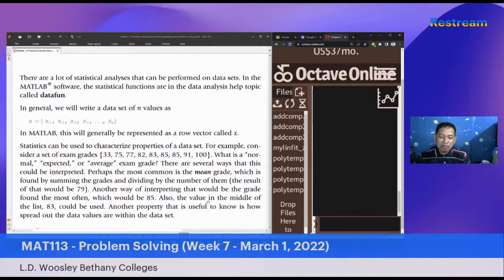Okay, so sometimes we call it the measures of central tendencies. These are values normally found in the center of the data. Ayan, so it could be the mode of 85, the middle value 83, and the arithmetic average or mean, which is 79.